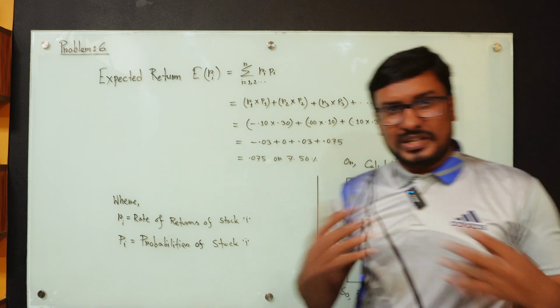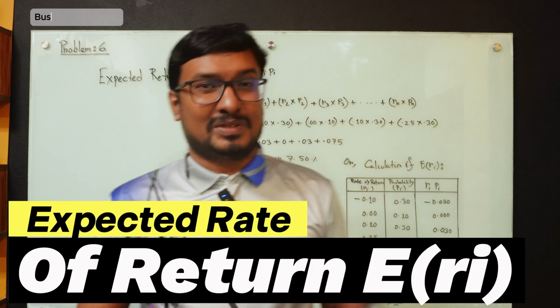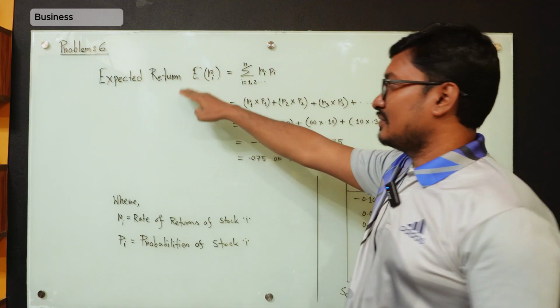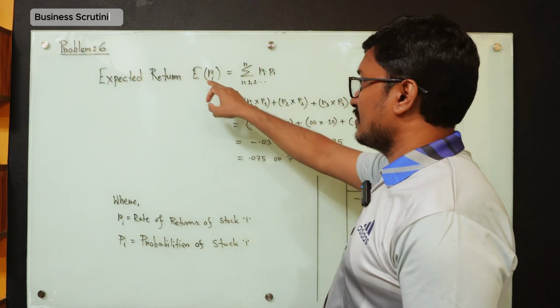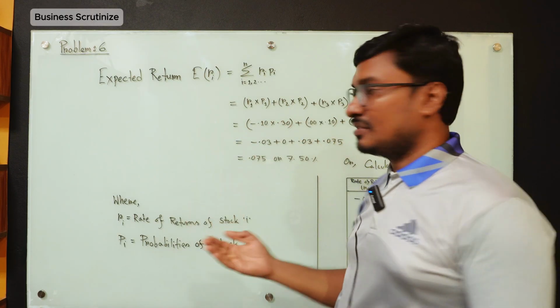Dear students, today we are going to learn how to compute or how to measure the expected rate of return in problem number 6. There, as you can see on the board, we have written expected rate of return, which is symbolically written as ERI, I mean the expected rate of any stock. Here the name of the stock is Madison Beer Corporation.